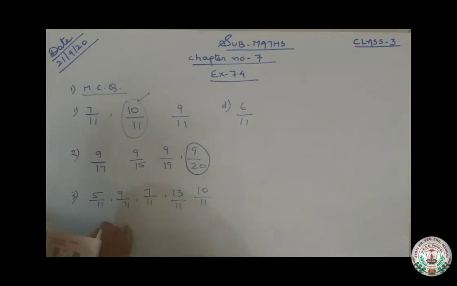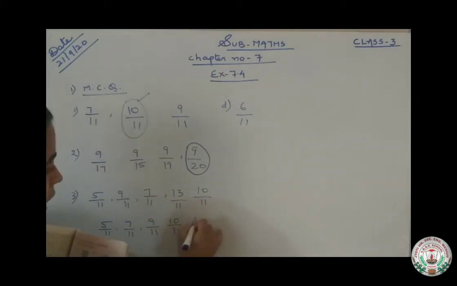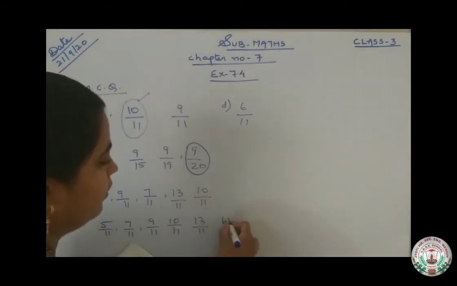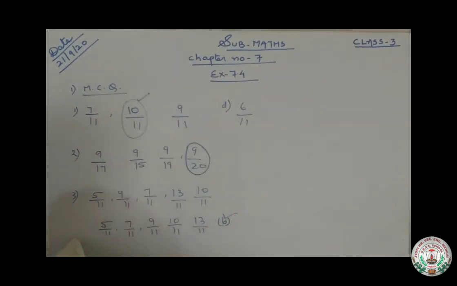5 by 11. So first will be 5 by 11, then 7 by 11, 9 by 11, 10 by 11 and then 13 by 11. This is given in option number B. So for question number 3, option number B is correct.